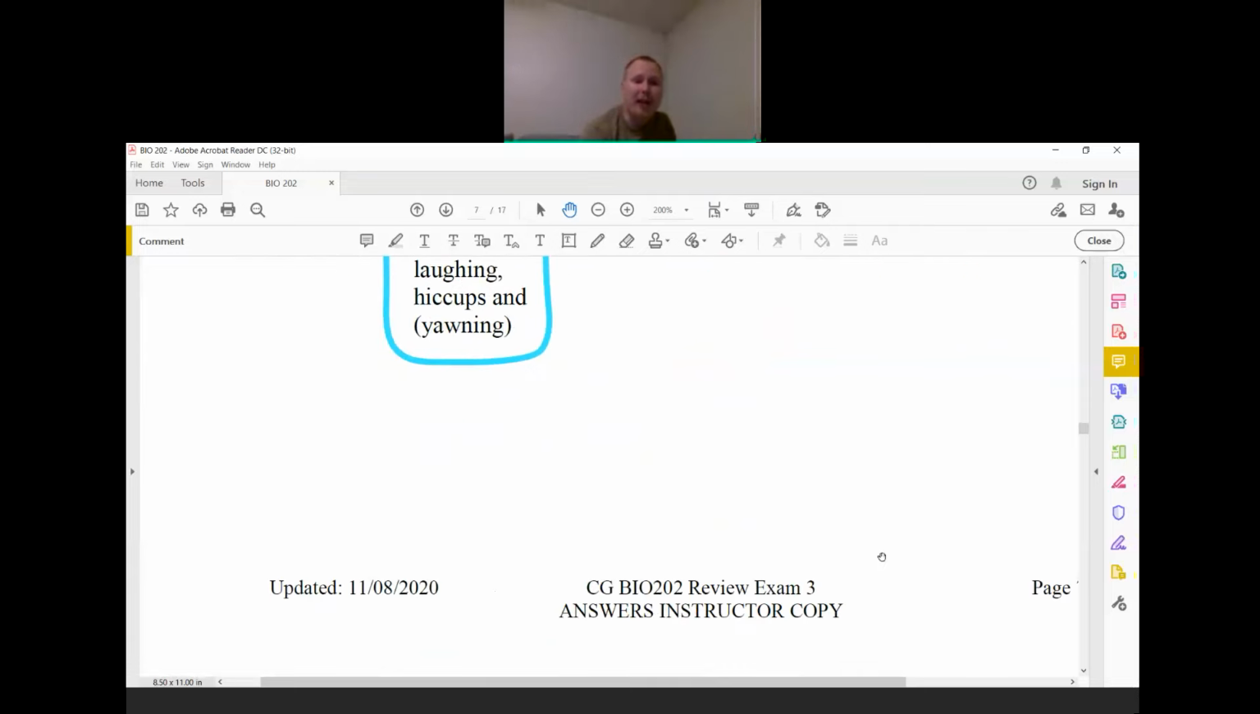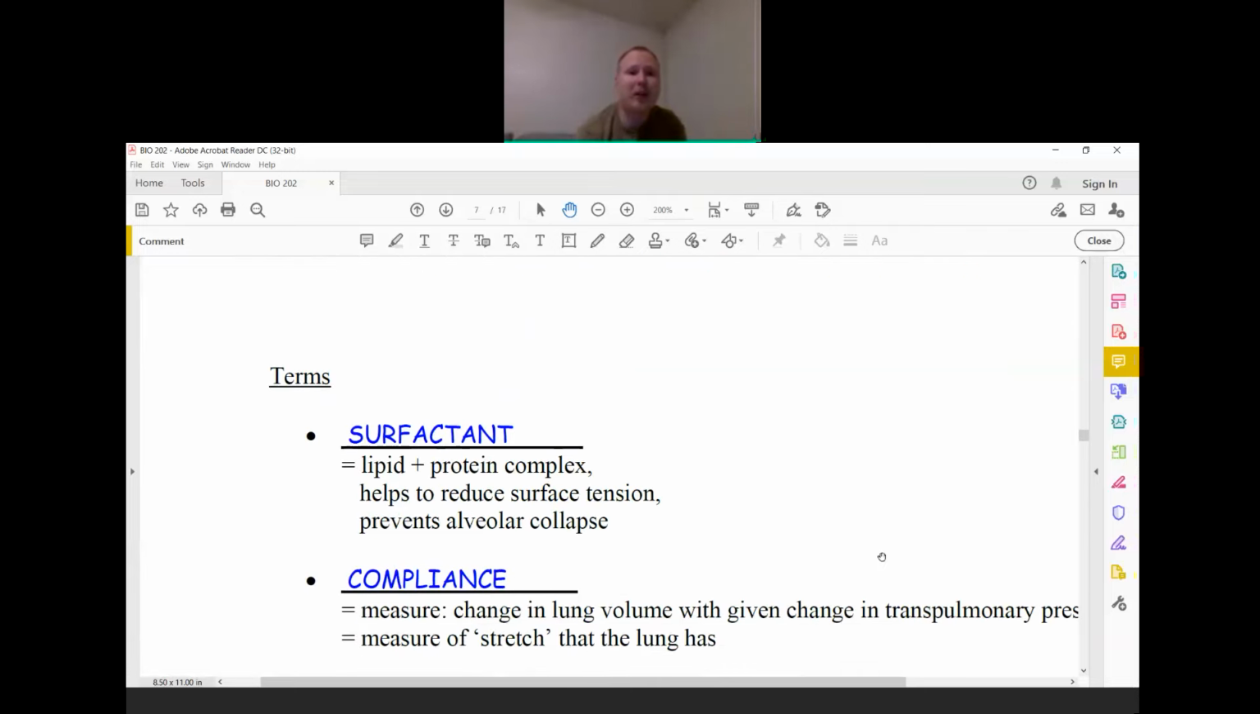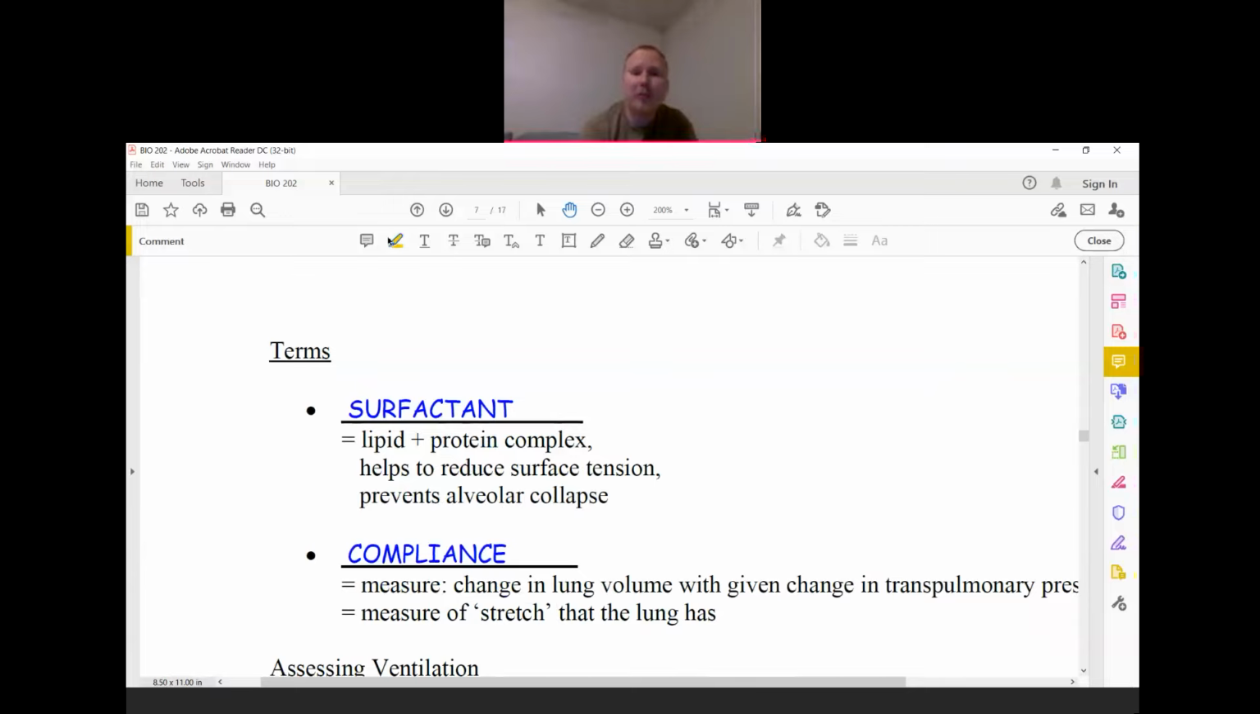So I'm going to move on straight away to a couple of terms that I thought were important. The term surfactant is actually a complex formed by lipids and proteins. It does two jobs: it reduces the surface tension at the alveoli and also prevents the alveoli from collapsing. The other term that I wanted to introduce is compliance. Compliance is a measure of how much stretch the lung has.